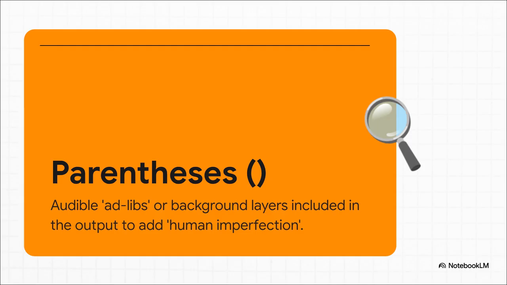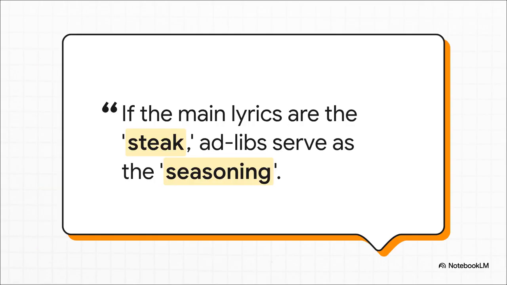See, AI models, they tend to be mathematically perfect, which can sound a little sterile. Parentheses are your tool for injecting just the right amount of that human imperfection. And their role is absolutely crucial. Ad-libs aren't the main course. They're not the steak. They are the seasoning that brings out all the flavor. Without them, an AI's performance can feel really flat. But with them, you start to get depth, you get texture, you get personality.